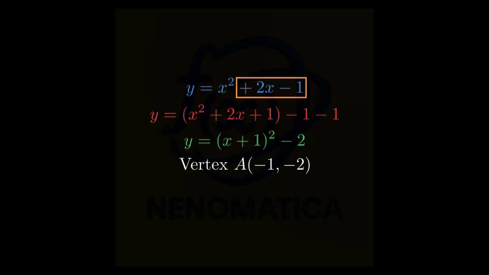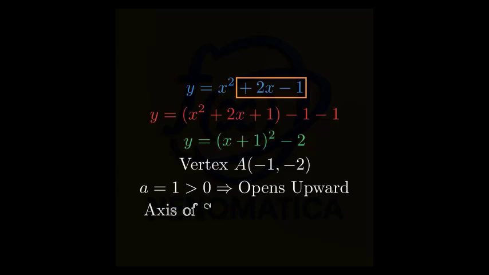Step 2. Determine the direction and the axis of symmetry. The coefficient is 1, which is positive, so the parabola opens upward. The axis of symmetry is x equals -1, the vertical line through the vertex.